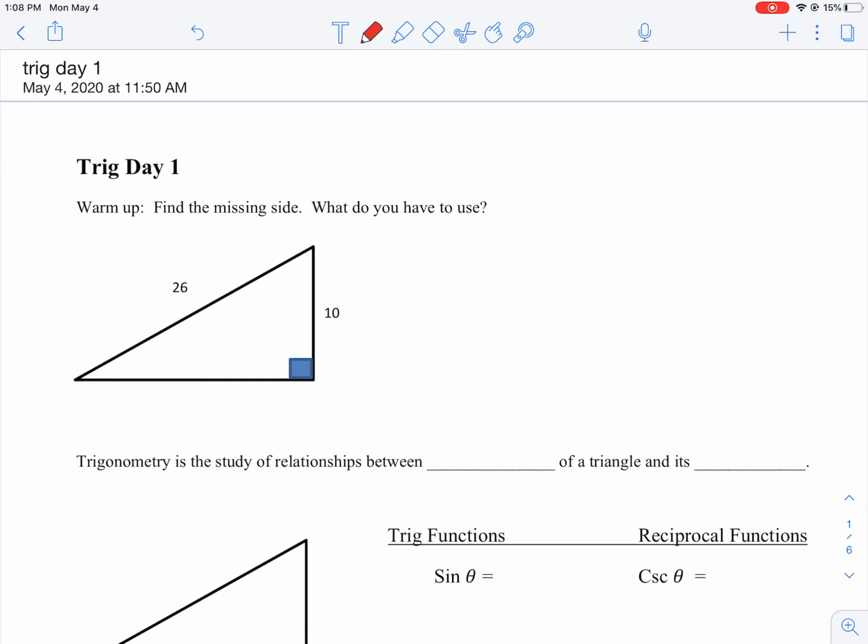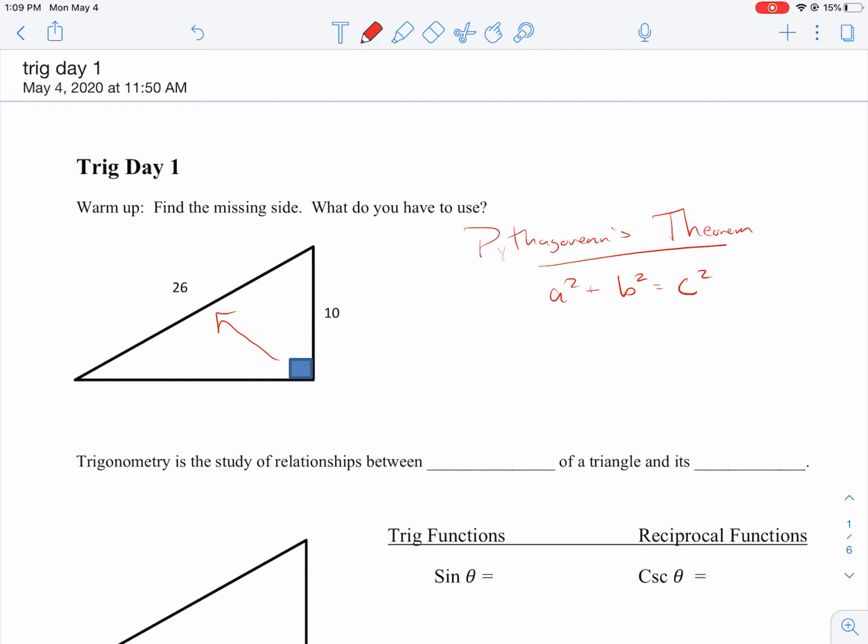All right, what do we have to use? Well, I see a right triangle here, right? We know it's a right triangle, so it's got that symbol right there. In order to find the missing side of a right triangle, we are going to use the Pythagorean theorem, which is a squared plus b squared is equal to c squared.